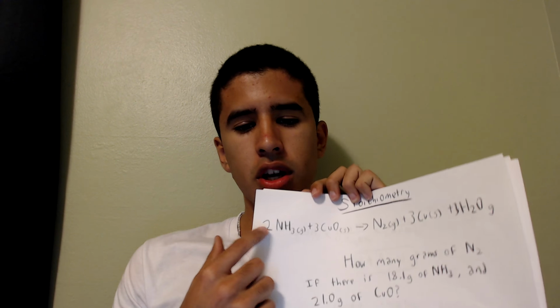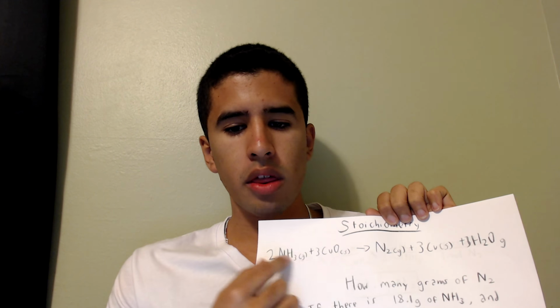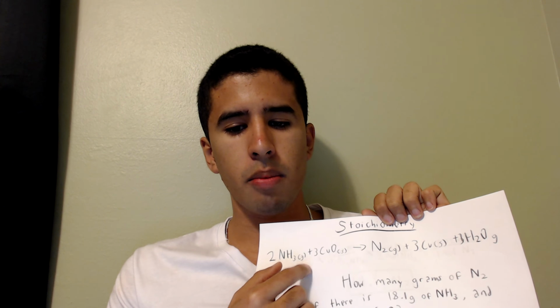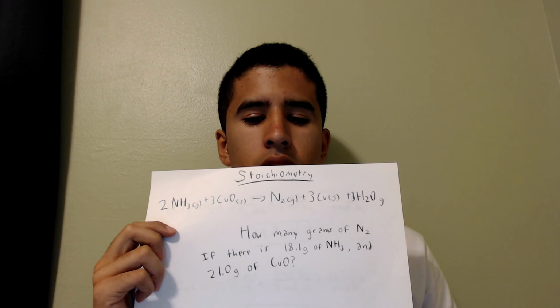Stoichiometry 101. In stoichiometry, we're basically trying to find how many grams or moles there are in a certain molecule by using another mole through the equation. So basically, it's a ratio between how many grams or moles you find. For example, here we have the question: how many grams of N2 is there?